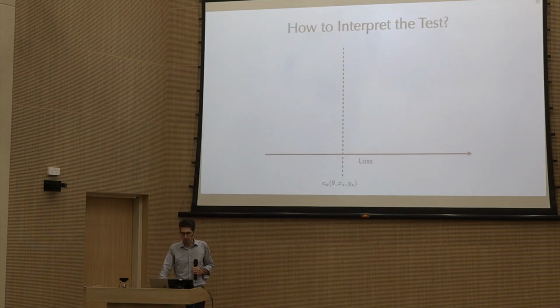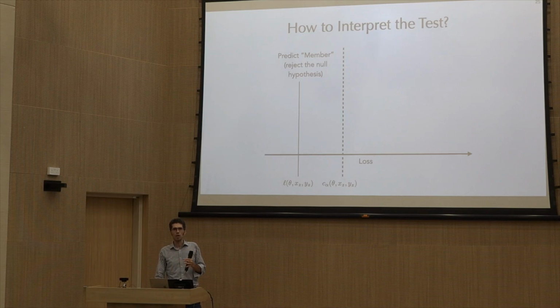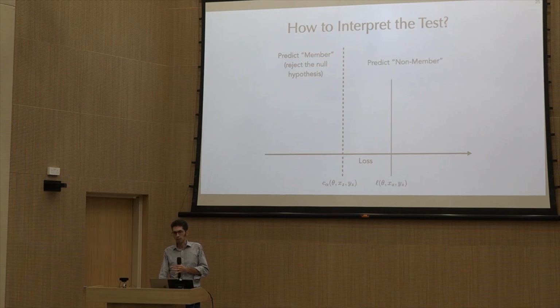So how do we interpret this particular test that I just designed? If we have a loss, you're operating on a one-dimensional space, right? Loss is compared with the threshold. So if you have a loss and a threshold, then if a particular data point is on the left side of the threshold, you just predict member. On the right side, you just predict non-member, right?